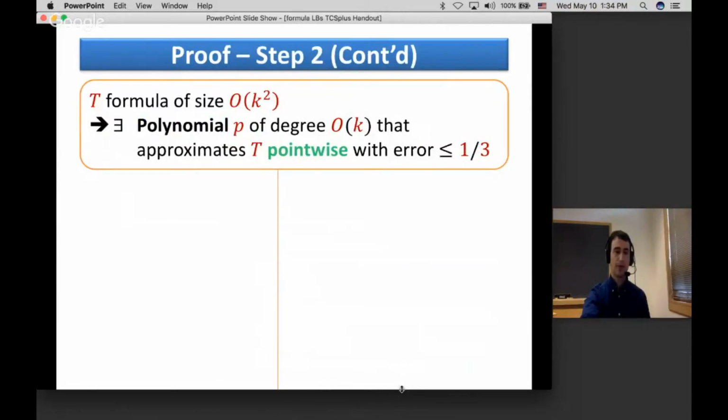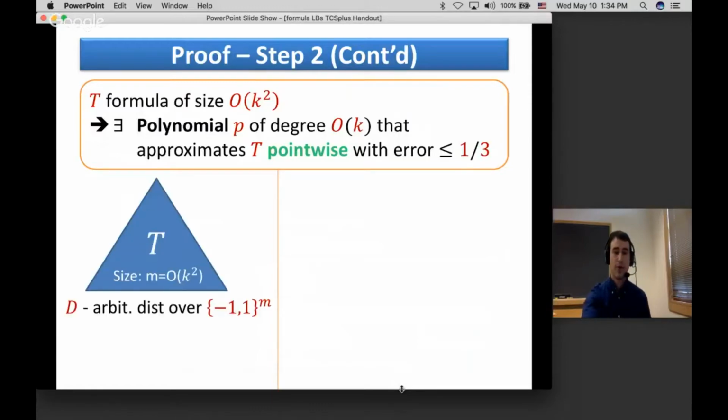So now we are using this key ingredient on the formula T, the top formula that we have. So recall that we broke the original formula into a top formula and bottom formulas. So now we are focusing on the top formula. This top formula was of size k squared. So there exists a polynomial of degree order k that approximates T pointwise with error at most 1/3. Since this works for any point, it means that it works for any distribution. So even though we have an arbitrary distribution of all the inputs, this polynomial approximates well also with respect to this distribution, because it just works for every point separately.